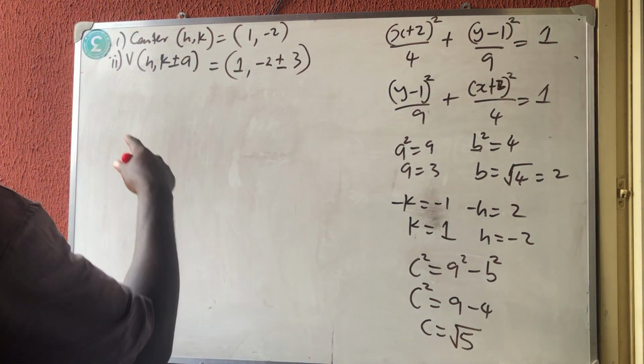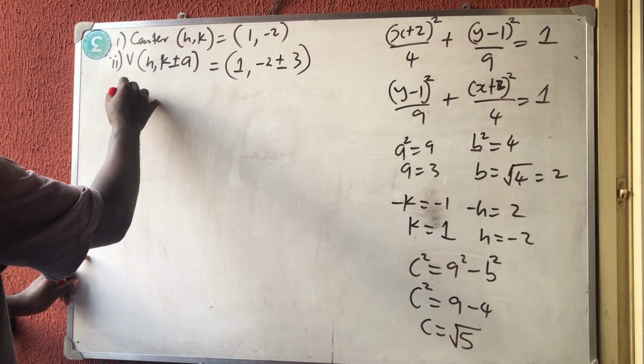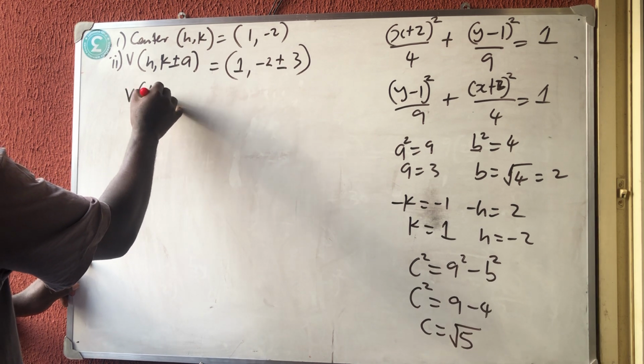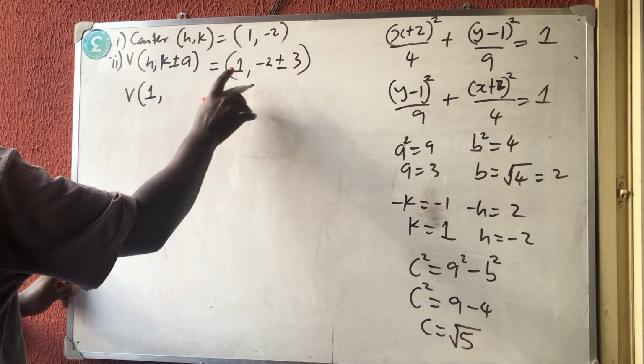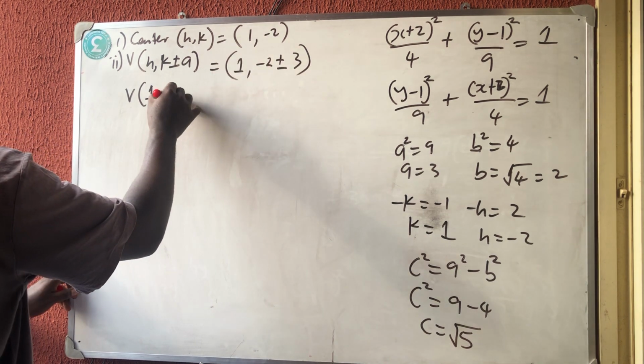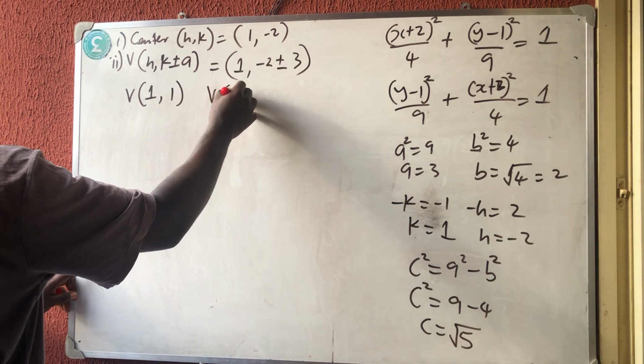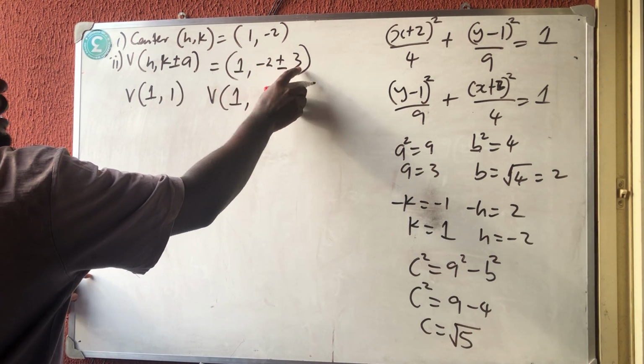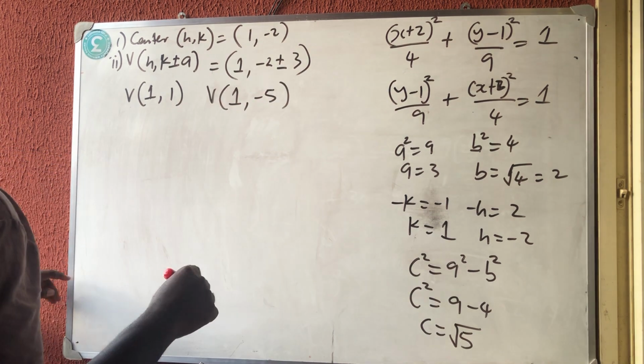Okay? So you can now separate it. If you separate it, the first vertex is 1 comma minus 2 plus 3, which will give you 1. And the second one is 1 comma minus 2 minus 3, which will give you minus 5. So these are the two of them.